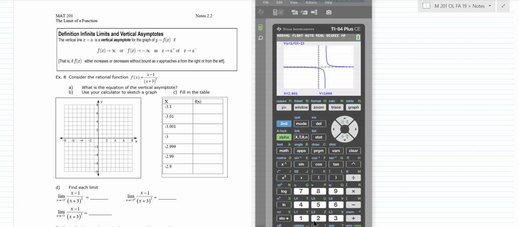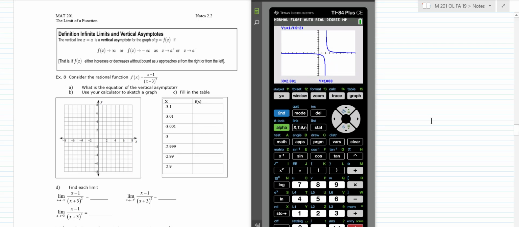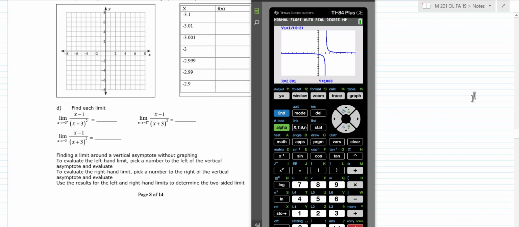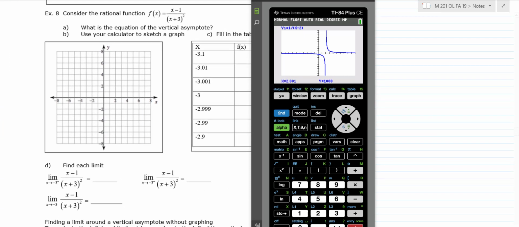Okay, so let's do the same thing on the next problem. Let's work with the graphing calculator a little bit and get this thing put in.